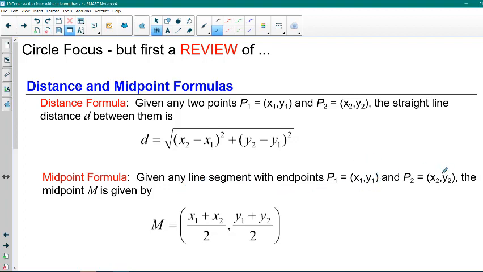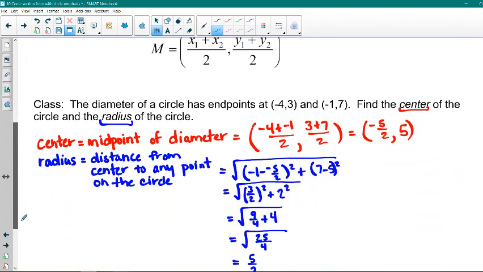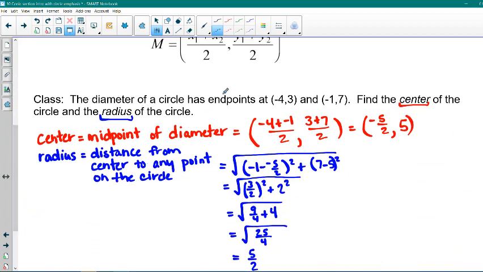So we've got the same 2 points. We add the x's and divide by 2, add the y's and divide by 2. So if we have this task, we are asked to find the center and the radius of a circle that has a diameter within points at -4, 3 and -1, 7. Well, the center of the circle will be at the midpoint of the diameter. So we'll use our midpoint formula. Add the x's, divide by 2, add the y's, divide by 2. So our center of our circle is at -5/2, 5.